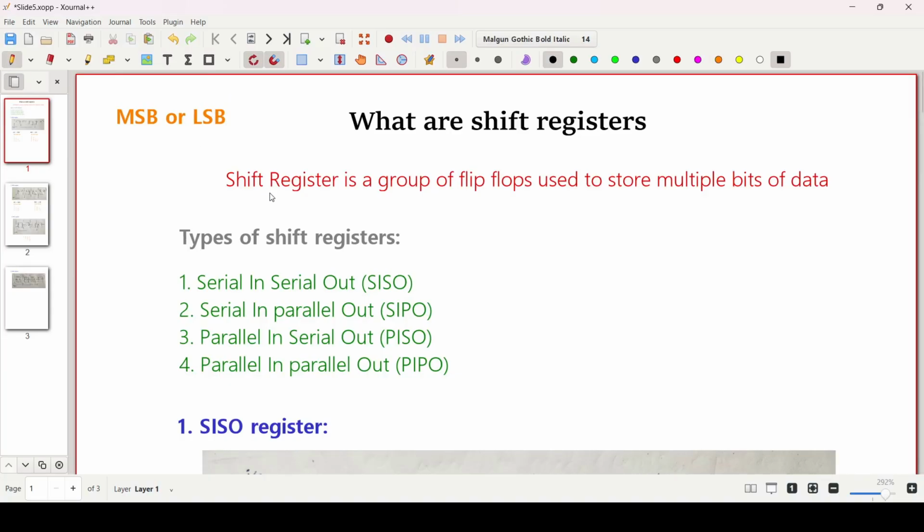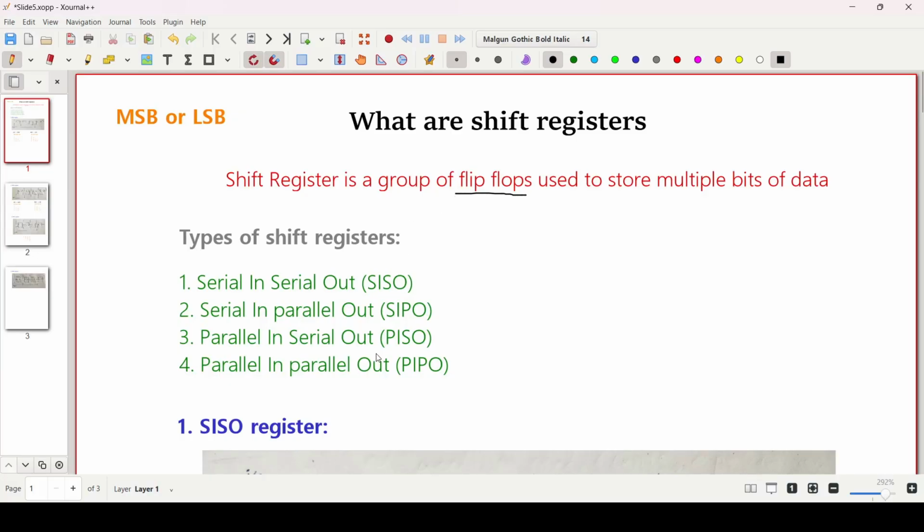So let's start with the definition of a shift register. Basically, a shift register is a group of flip-flops which are used to store multiple bits of data. So if we can store bits in a flip-flop, then why do we use a shift register? Flip-flops are used to store a single bit of data, that is binary, zeros and ones. But in order to store multiple bits of data, we make use of the shift register, right? And to store n number of bits, we can make use of n number of flip-flops.